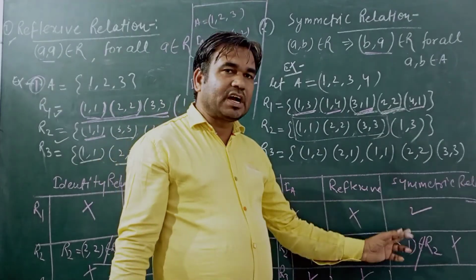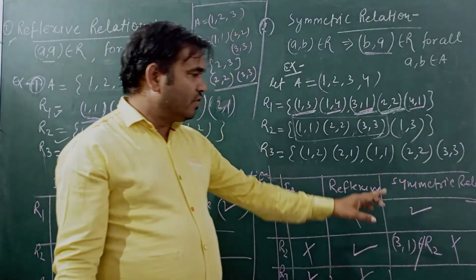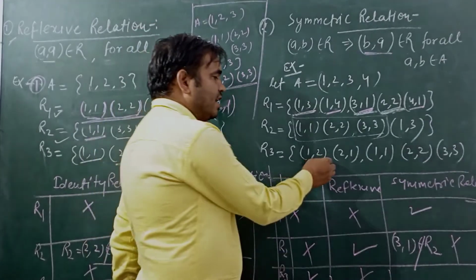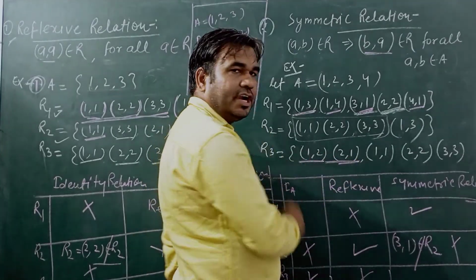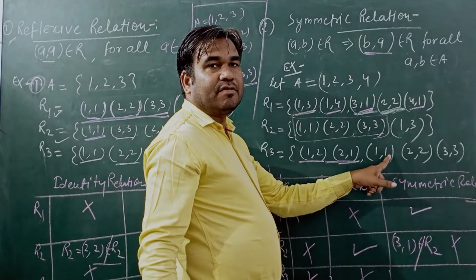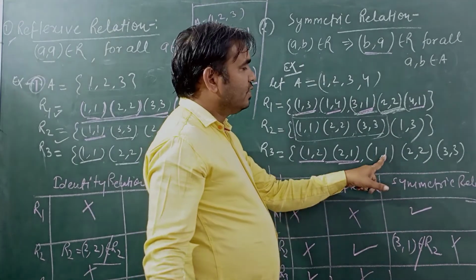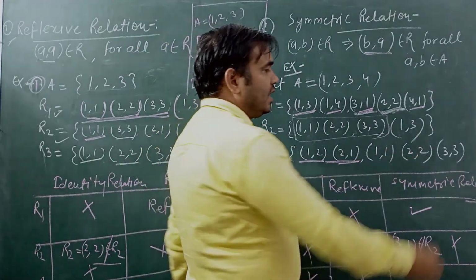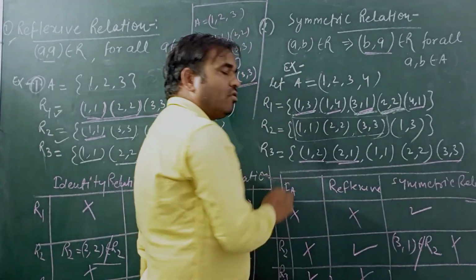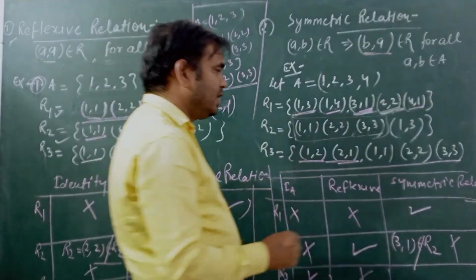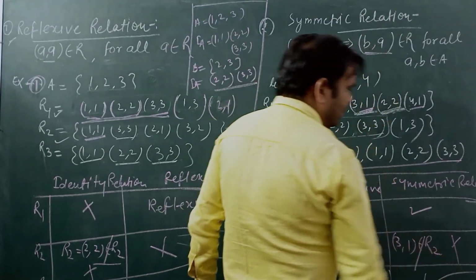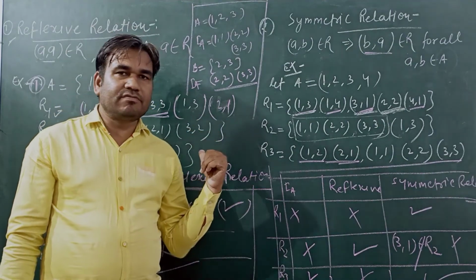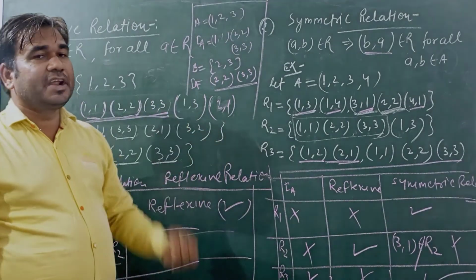After that we check the symmetric relation. For symmetric relation, we find (1,2) and the reverse (2,1) is already there. (1,1) and its reverse is already there. (2,2) is here and the reverse is already there, and (3,3). All the reverses are here. So this belongs to symmetric relation. So this is the reflexive relation and symmetric relation.